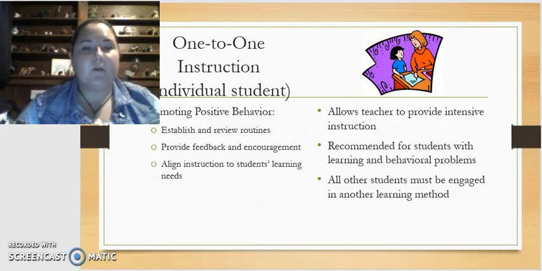Promoting positive behavior during one-to-one instruction is establish and review routines and expectations of the students. Provide feedback and encouragement to the student that you're working with, and align instruction to the student's learning needs.